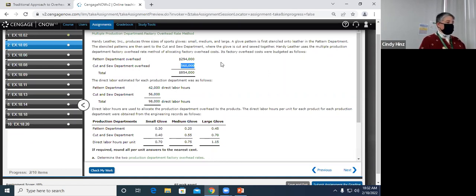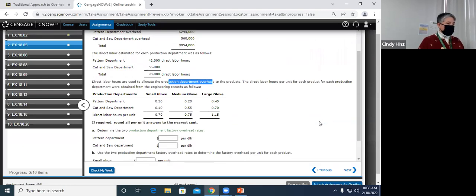But let's look at this exercise. Multiple production department factory overhead rate method. Handy Leather Incorporated is producing 3 separate gloves, small, medium, and large. The glove goes through each department as it's being produced. Handy Leather uses the multiple production department method, and we have the budgeted overhead there. Direct labor estimated for each production department is there. And we use direct labor hours to allocate the production department overhead to the products. Direct labor hours per unit for each product, for each production department, were obtained from the engineering records as follows.